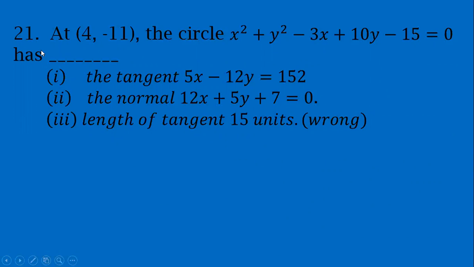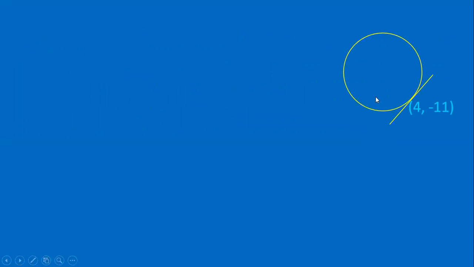Then another question. At (4, -11), the circle has the tangent this one, the normal this one, and length of tangent 15 units. I think this is a wrong statement. Okay, let us see what the answers are. So at (4, -11), we have to find the tangent of this circle. So what is the equation of the tangent?